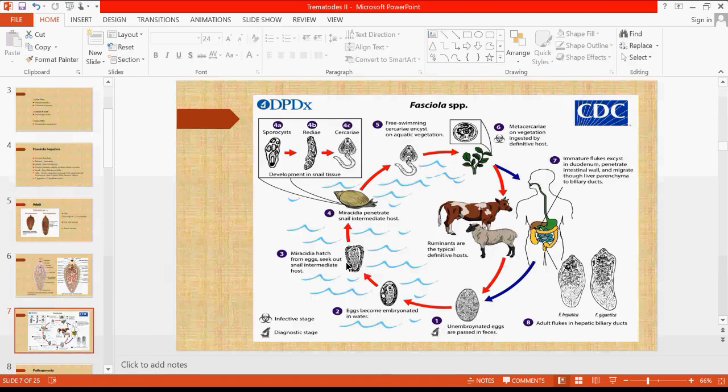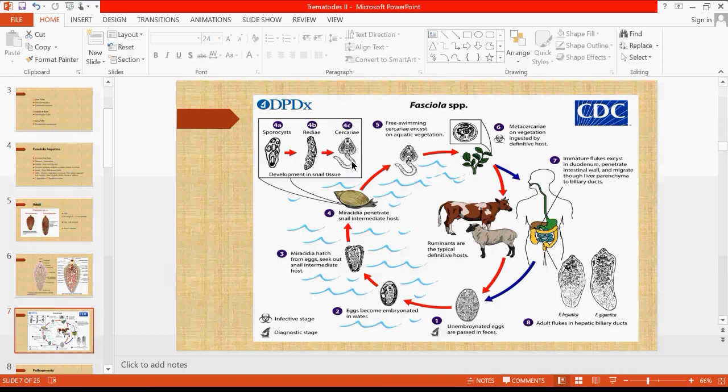The miracidium hatches from the egg and comes out. This larval form then travels in the water in search of the first intermediate host, that is a freshwater snail. When this miracidia reaches the snail, they penetrate the small intestine of the snail, and then they transform into the remaining forms of their larval stages, that is the sporocyst, the redia, first and second generation, and ultimately cercaria.